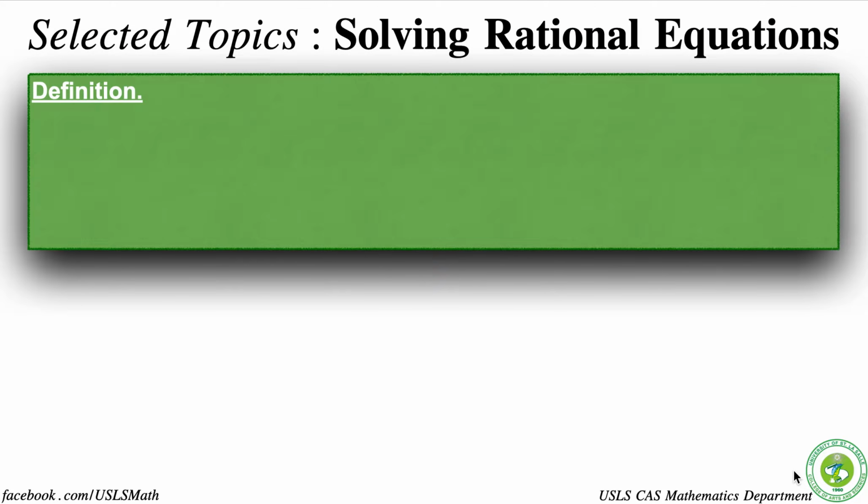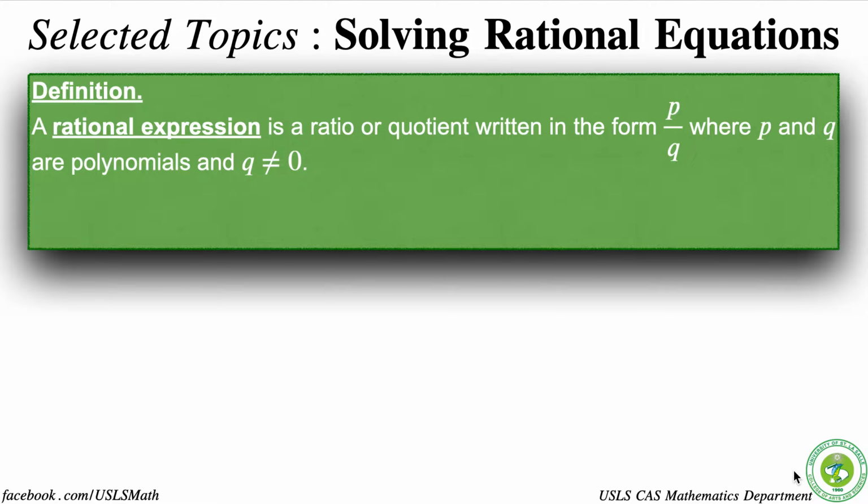So, definition first. A rational expression is a ratio or quotient written in the form of P over Q, where P and Q are polynomials. That is, imagine P here as groups of terms. So that's what a polynomial is, groups of terms. And Q is also a polynomial, and Q must be strictly not equal to 0. Again, this is a fraction, and if Q is 0, that's not going to be good in our rational expression.